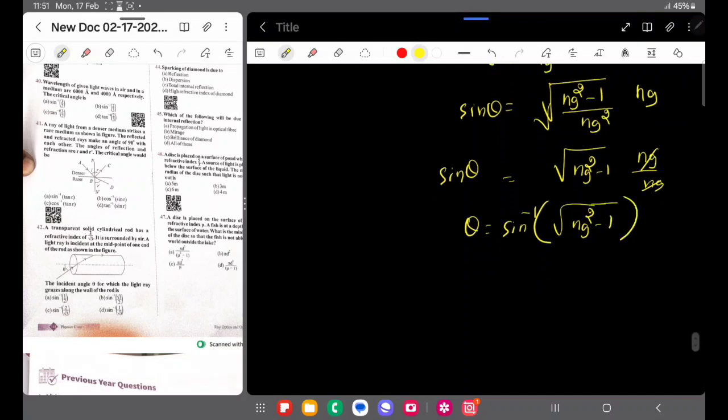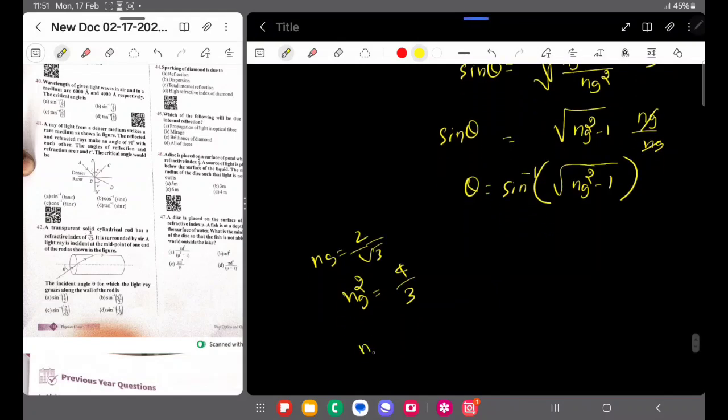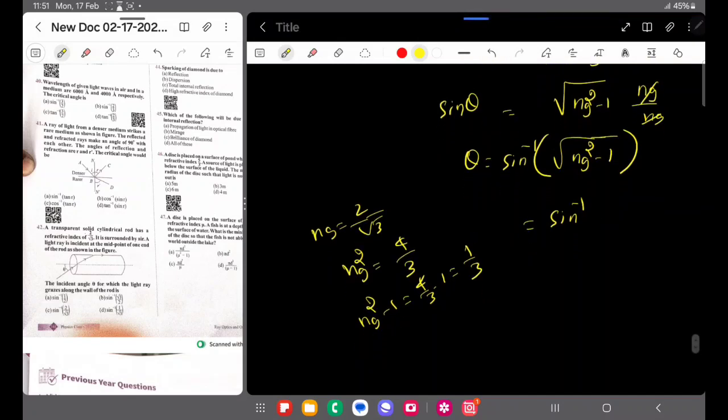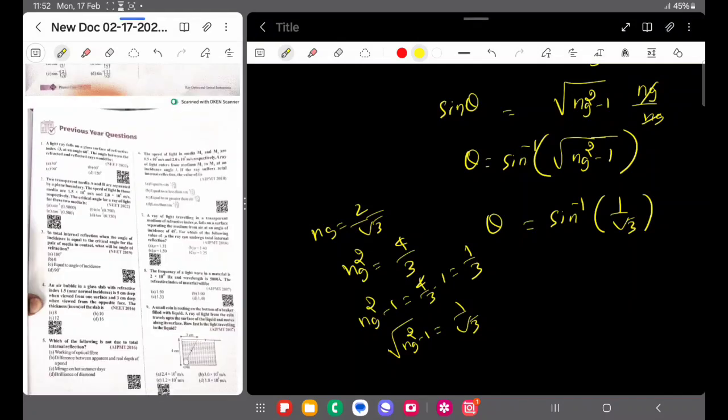We know the ng value: ng is equal to 2 by root 3, so ng squared equals 4 by 3. So ng squared minus 1 is 4 by 3 minus 1, which equals 1 by 3. So root of ng squared minus 1 equals 1 by root 3. Theta equals sine inverse of 1 by root 3. That should be the answer. So thank you all.